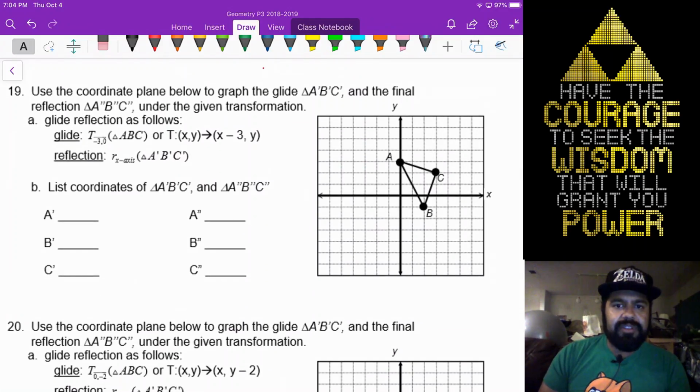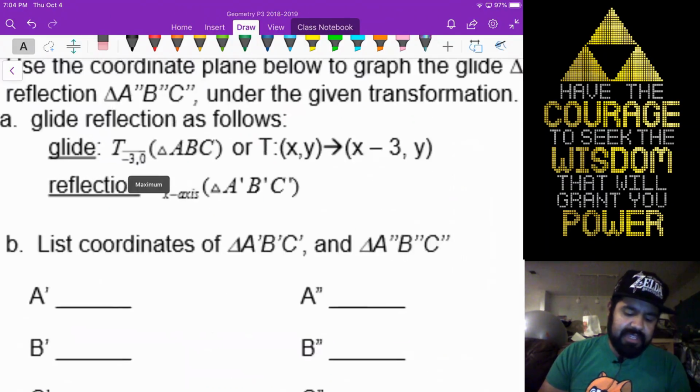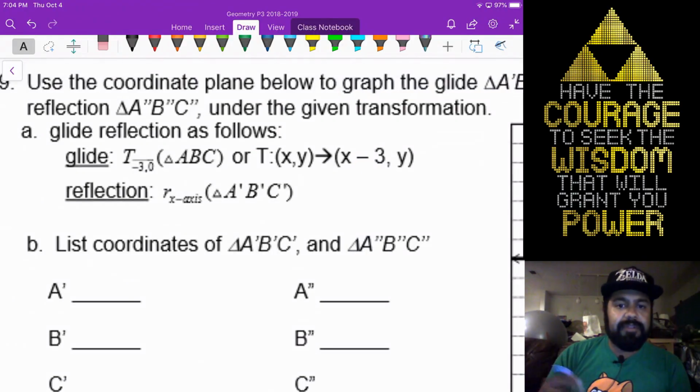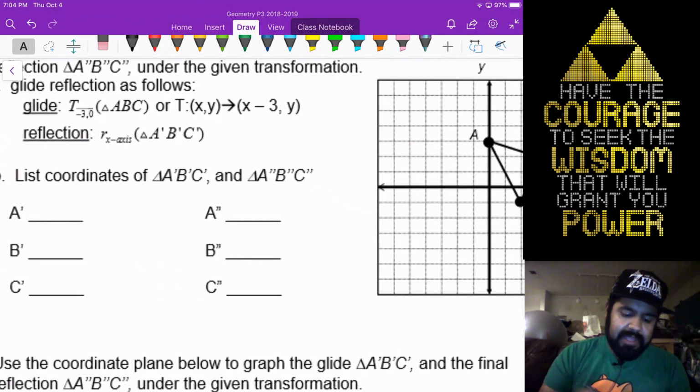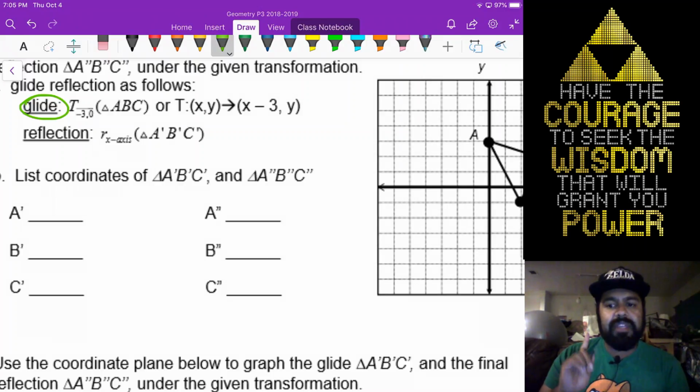19, we're doing a glide reflection. So the glide reflection, again, we have to make sure we follow the order first. You're going to glide, then reflect. And again, if you don't remember, a glide is just a translation, but only in one direction. It's either going to go left and right, or it's going to go up and down. It's not going to go up and left. It's not going to go any other combination of that.